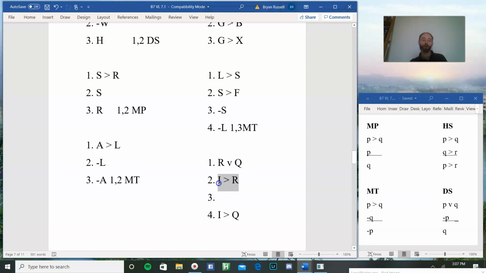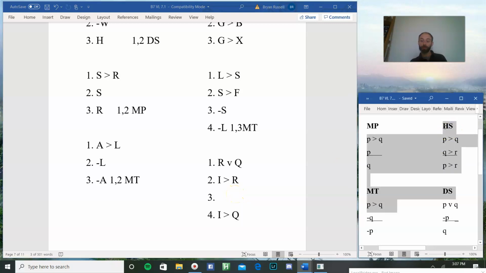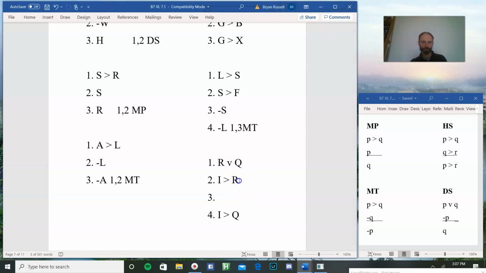Line 2 looks a little more promising. Here we have a horseshoe as the main operator. Here we also have a horseshoe as the main operator. So how can we get there? Well, hypothetical syllogism is the rule that lets us go from one horseshoe, and we need another horseshoe to finally get a horseshoe. So here we have I horseshoe R, and what we're ending up with is I horseshoe Q. So what do we need on this third line to get there? Well, we're going to carry down this I to right here. And we need to carry down a Q from somewhere, but we don't have a Q here.